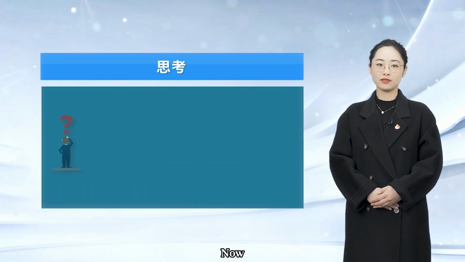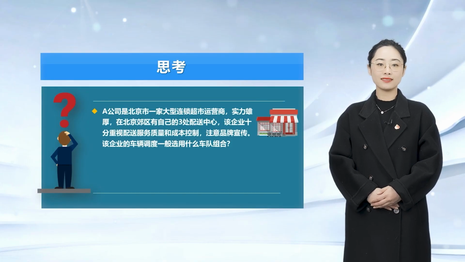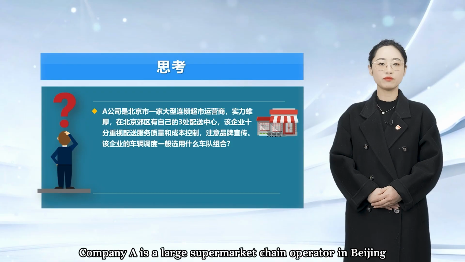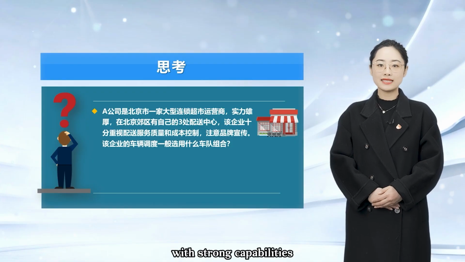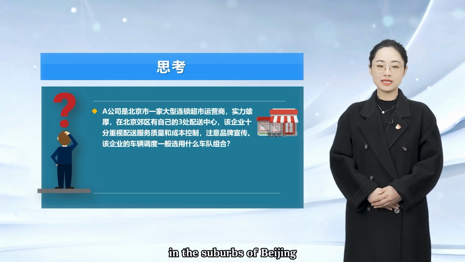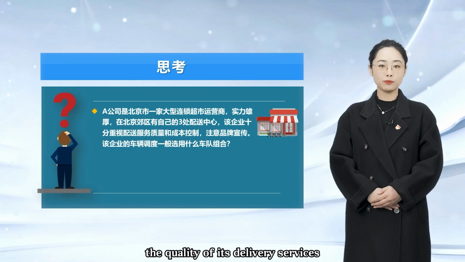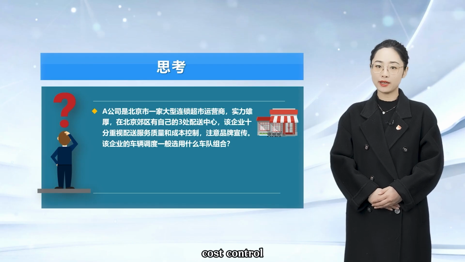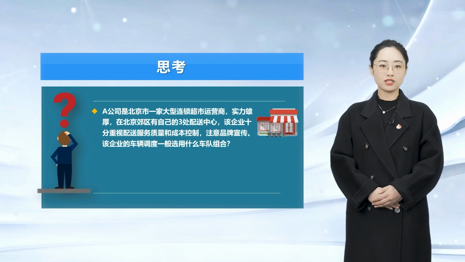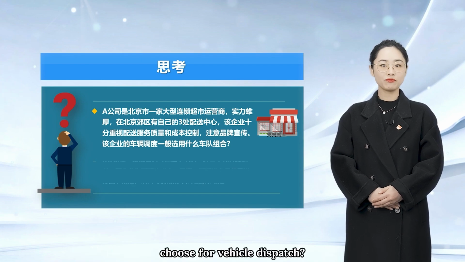The last method is using third-party vehicles with in-house drivers, which is called contracted vehicles, company personnel. Now, let's think about 2 questions. Question 1. Company A is a large supermarket chain operator in Beijing with strong capabilities. It has 3 distribution centers in the suburbs of Beijing. The company places great emphasis on the quality of its delivery services, cost control, and brand promotion. Which fleet combination method should this company generally choose for vehicle dispatch?